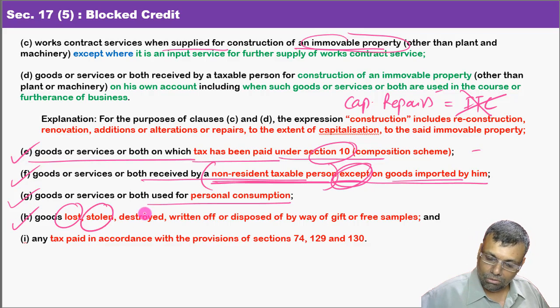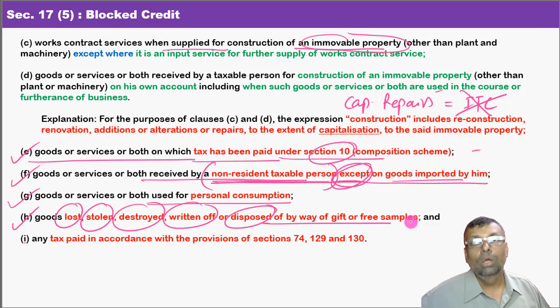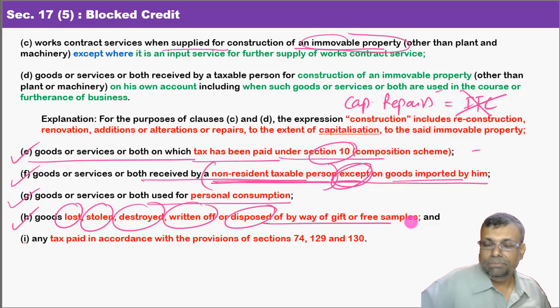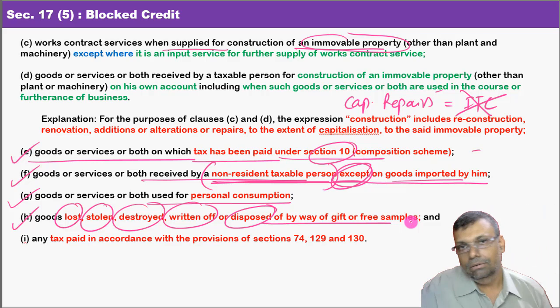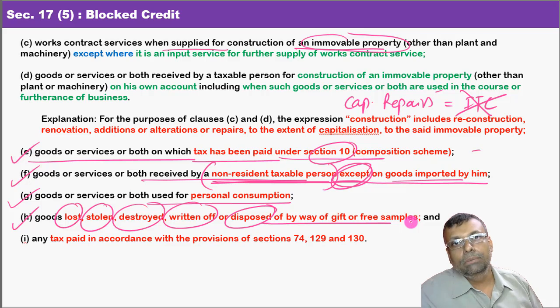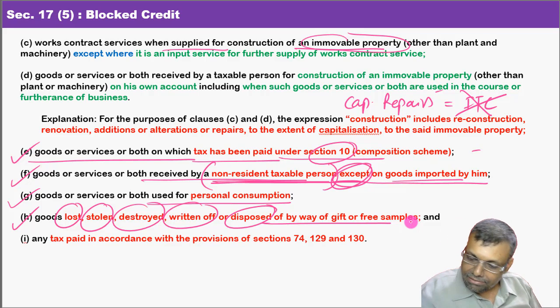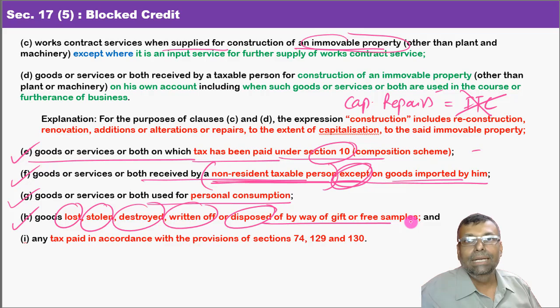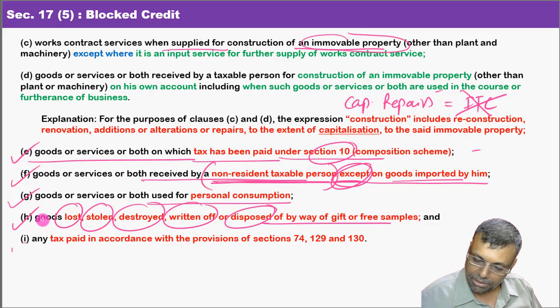Further, any goods lost, stolen, destroyed, written off, disposed of by way of gift or free samples is not eligible for input tax credit. Very simple clause, but very important clause. Basically, the logic of this particular point is that anything which is lost, stolen, destroyed, etc., ultimately is not used for the business purpose because it is stolen. And that is the reason you are not going to get any input tax credit on this front.